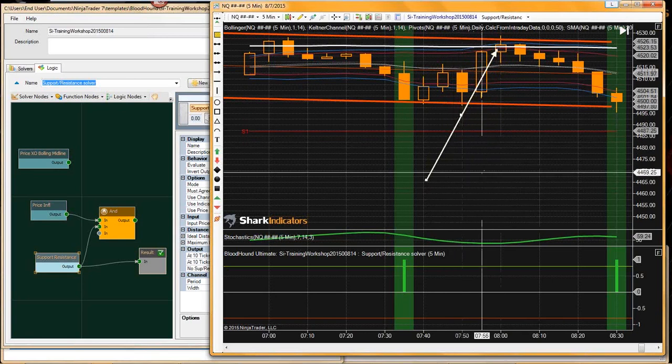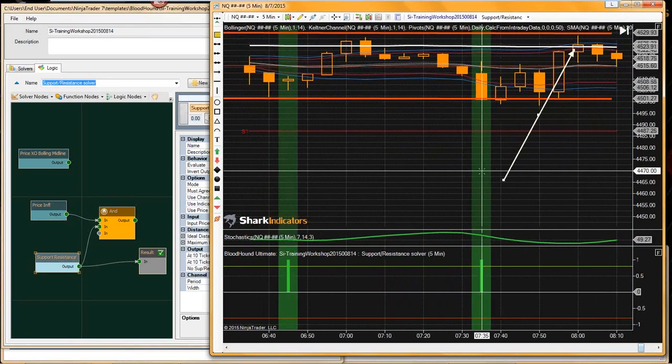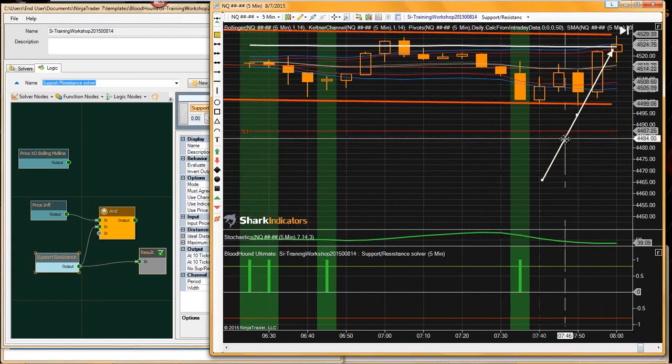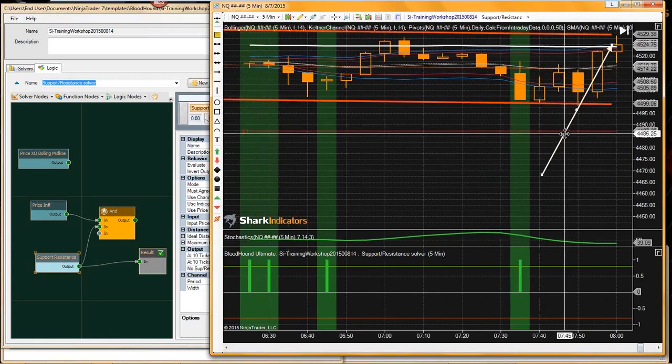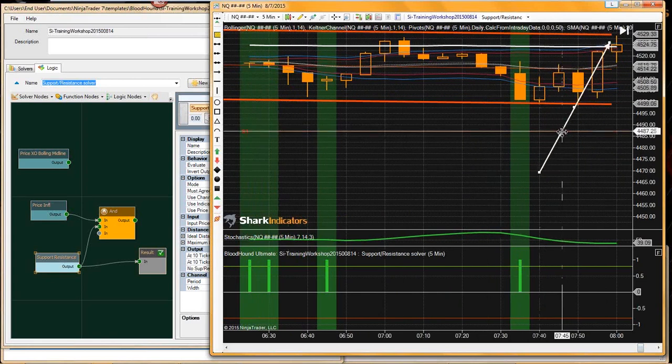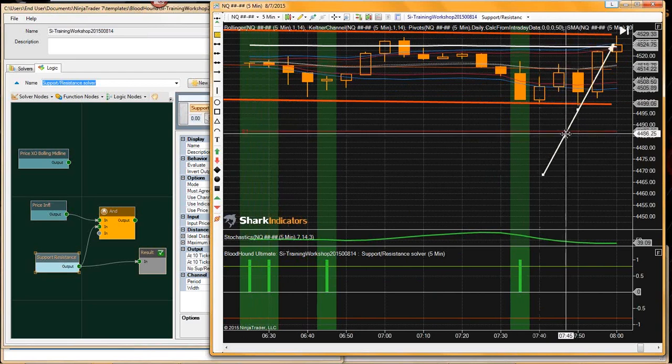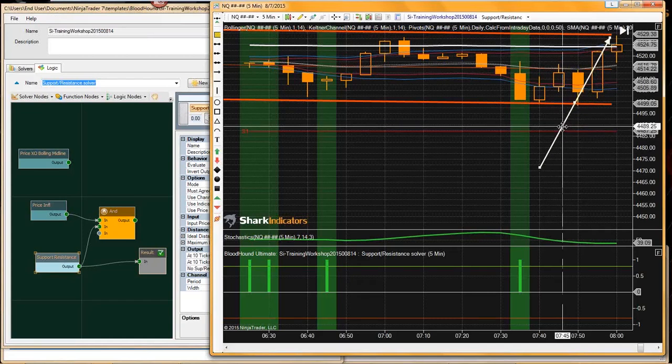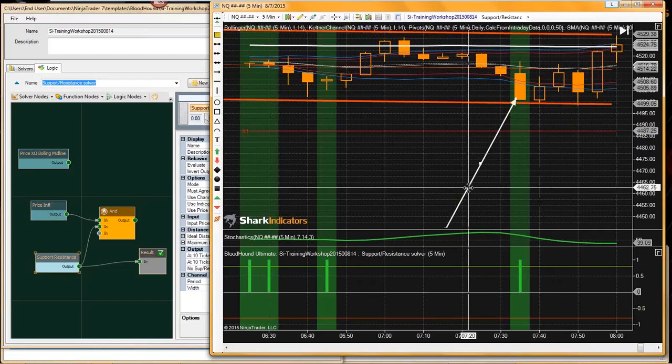If I scroll back, now we can see there's quite a bit more separation, there's a greater distance between the channel line and price. So that's why it didn't fire off. So let's take a look at this one here.